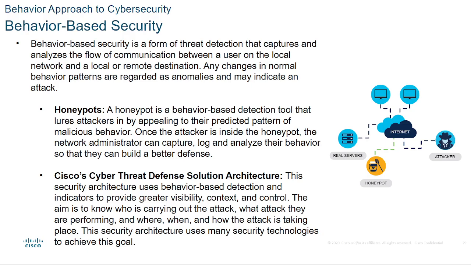Another one is the Cisco Cyber Threat Defense Solution Architecture. This security architecture uses behavior-based detection and indicators to provide greater visibility, context, and control. The aim is to know who is carrying out the attack, what attack they are performing, and where, when, and how the attack is taking place. This security architecture uses many security technologies to achieve this goal.